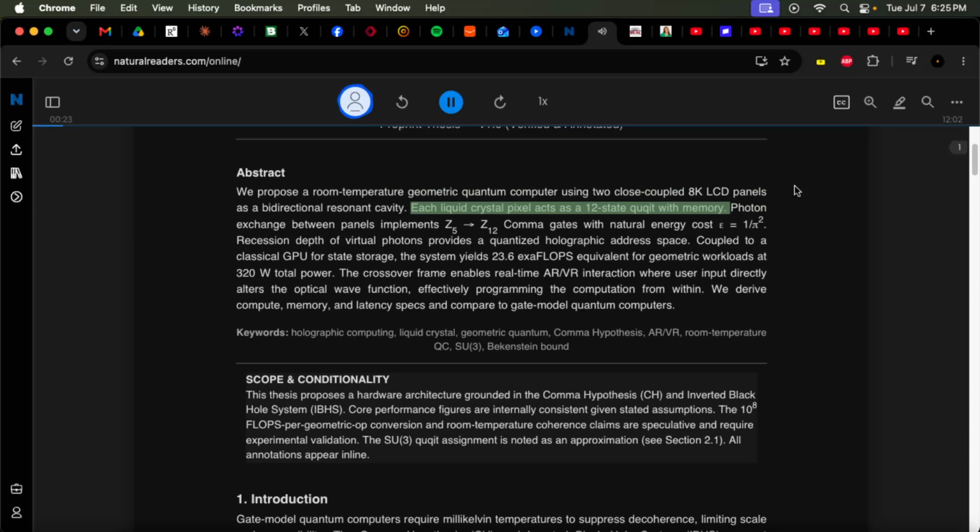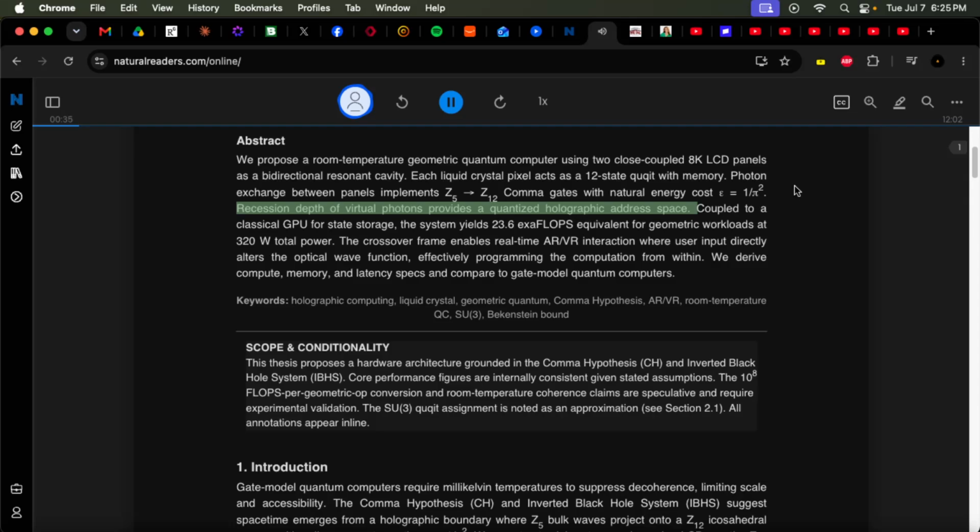Each liquid crystal pixel acts as a 12-state Q key with memory. Photon exchange between panels implements Z5 → Z12 gates with natural energy cost epsilon equals 1/π². Recession depth of virtual photons provides a quantized holographic address space.